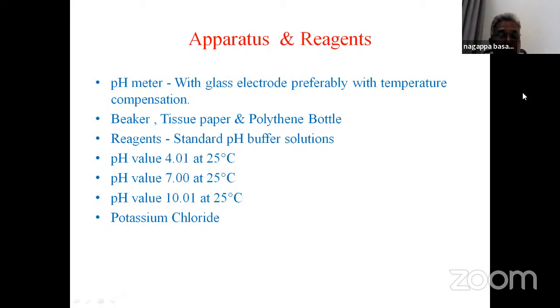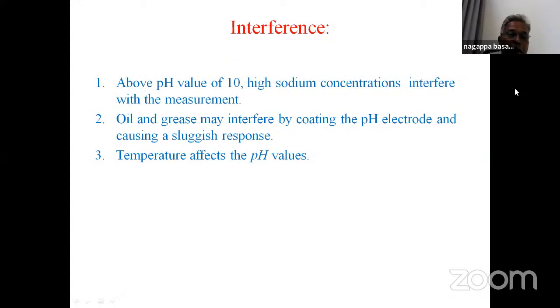Calibrate the system and fill the electrode with the potassium chloride filling solution. We have to check it every week, whether the solution has dried or is still there. If it is empty, definitely we have to fill it with potassium chloride. Then use 3 pH buffers. Standardize the equipment for 4, 7, and 10. Calibrate the system, calculate the slope, and measure the pH.